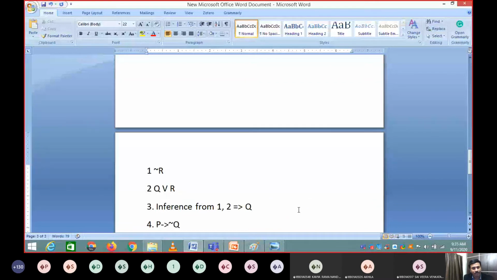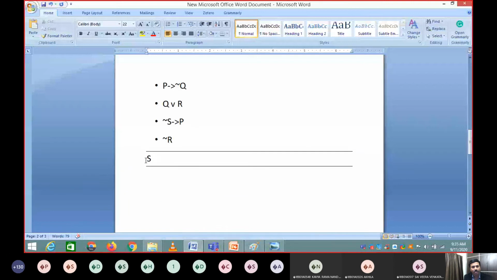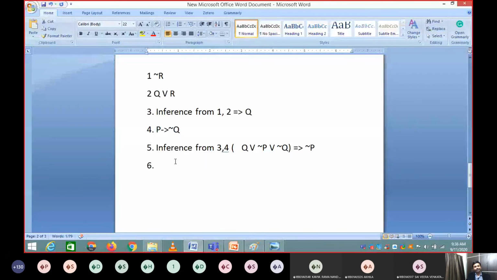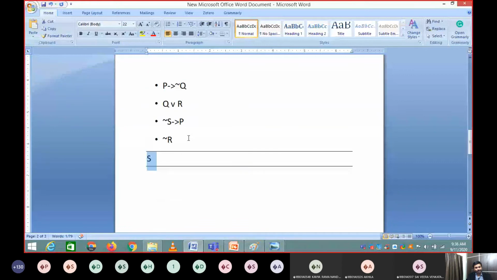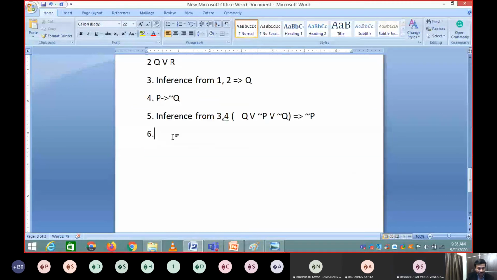So my question is something like this. From all the statements, I need to infer whether you get S or not. So how can I proceed now? Negation of P was there. Then? Negation S implies P. Yes, you take that, negation S implies P. So what is the inference that you get from joining 5 and 6? S, sir.